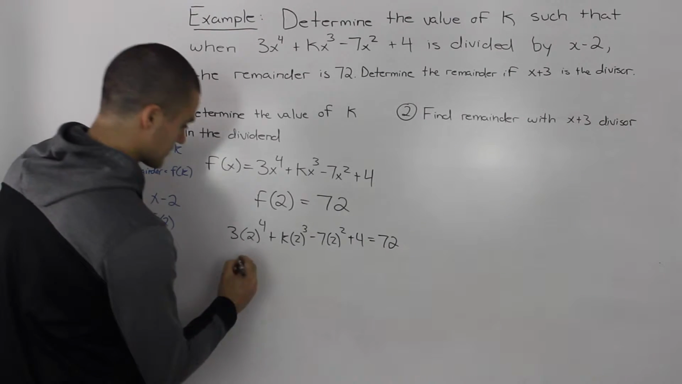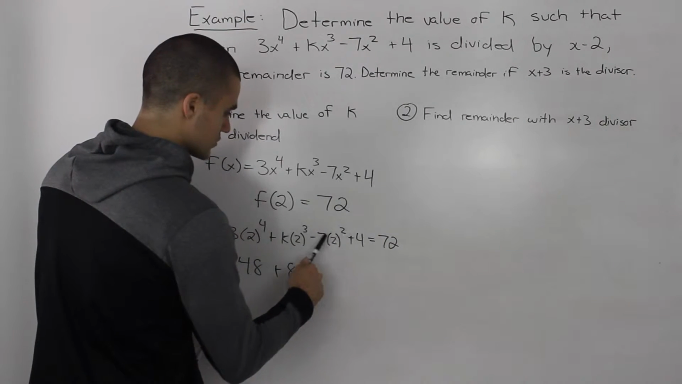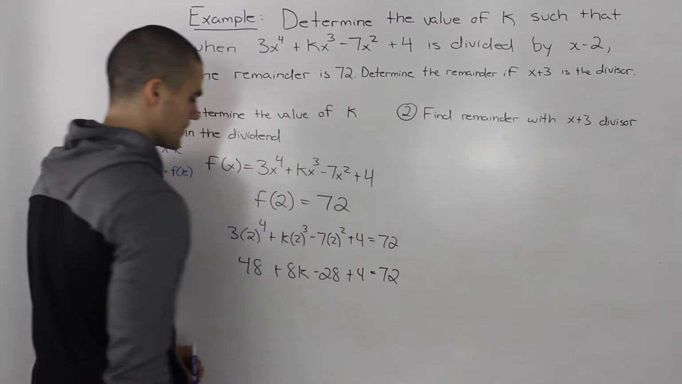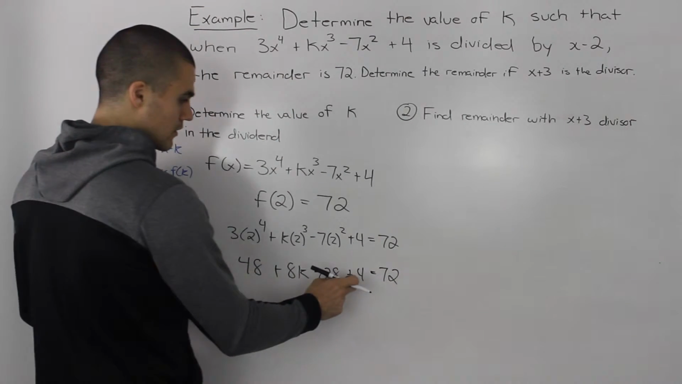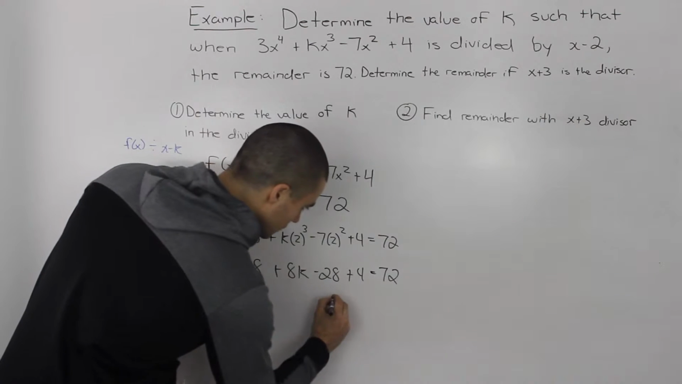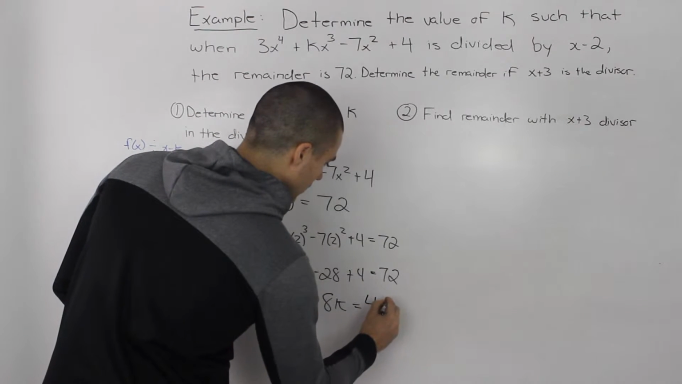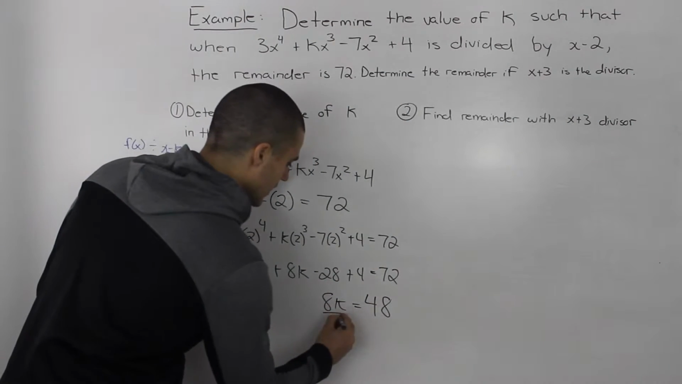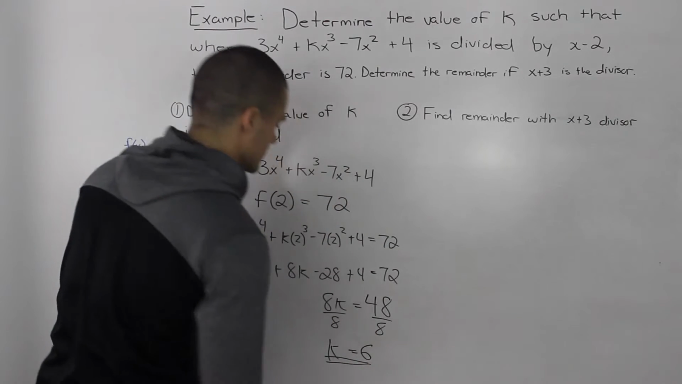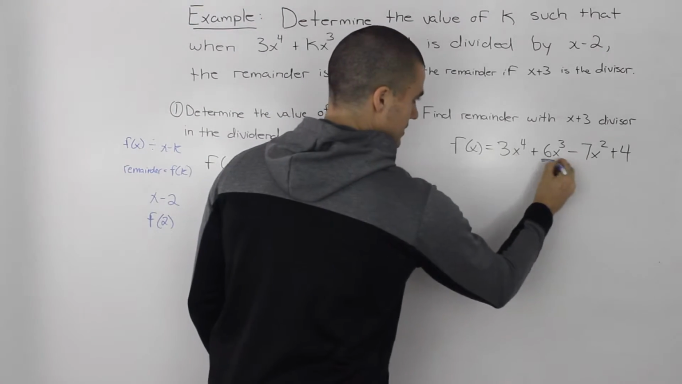So 2 to the power 4 is 16 times 3 is 48. 2 to the power 3 is 8. 2 to the power 2 times 7 is negative 28. Plus 4 equals 72. Now if we bring the positive 4 over, the negative 28 over, and the 48 over, we're trying to isolate for the k value, we would have 8k equals, if you brought everything over, a value of 48. And then just dividing both sides by 8 to isolate for the k value, we would get a k value of 6.